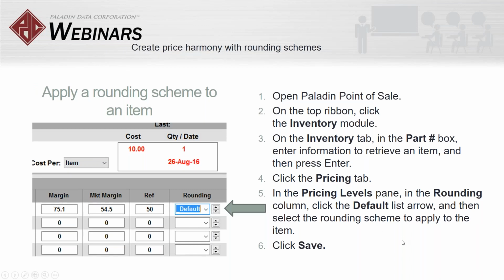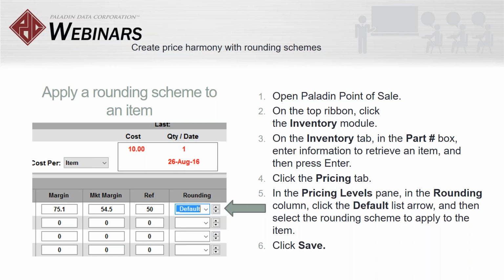All right. So how to apply the rounding scheme to an item. Very simple. In the top ribbon, click on the inventory module. That's number 3 there. In the inventory tab in the part number box, enter the information to retrieve an item, the part number. Press enter.